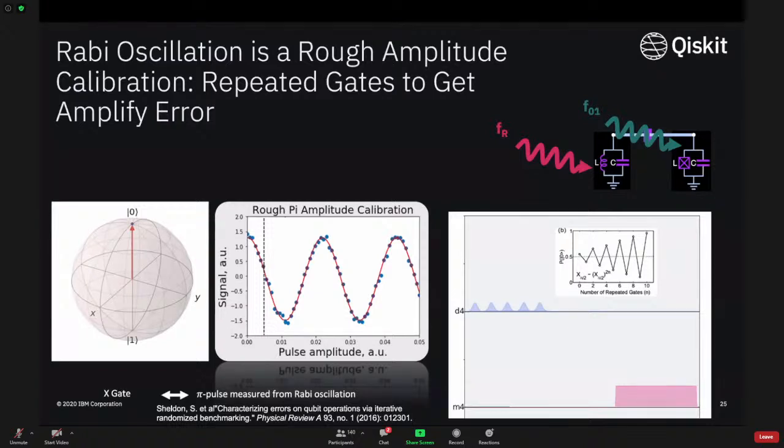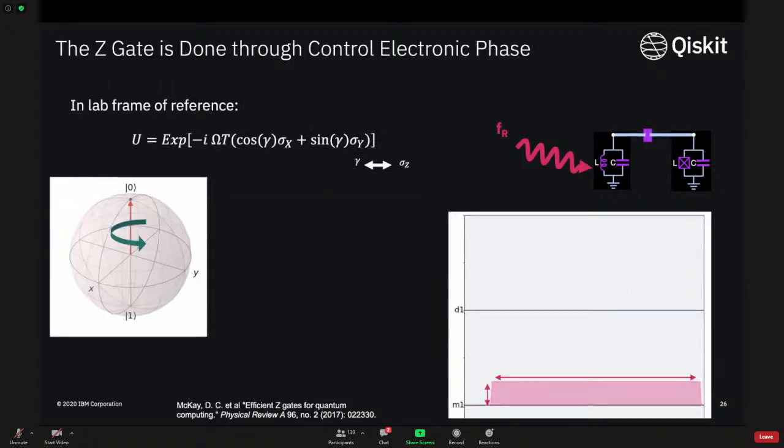And then now you can begin to do a variety of different sorts of fine calibrations as well. One that I'll slightly touch on is this idea of doing fine frequency calibrations. To get into this idea of fine frequency calibrations, I want to first talk about the virtual Z gate.